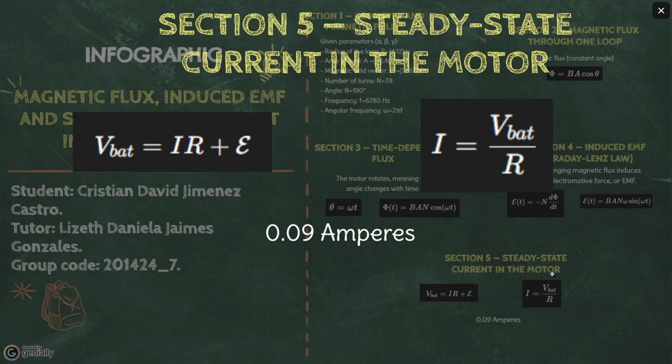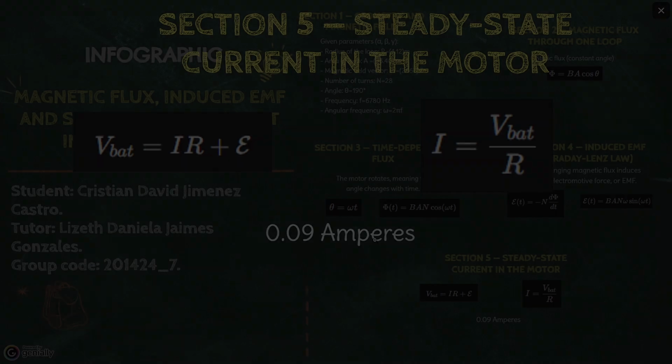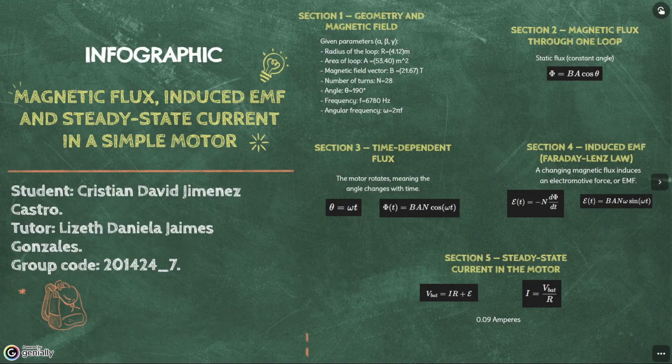Section 5. Steady-state current in the motor. To find the current, we use this equation. At the time t equal to 14 seconds, the induced EMF becomes 0, because the sine term is 0 for this particular value. So the current is simple. With a 9-volt battery and a resistance of 100 ohms, the current is 0.09 amperes.